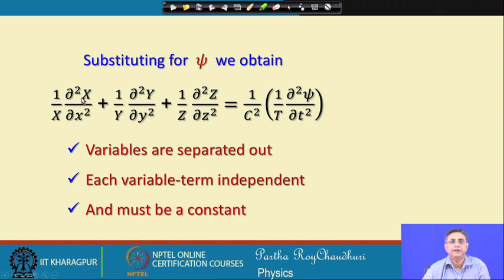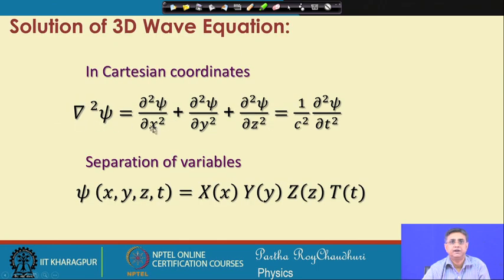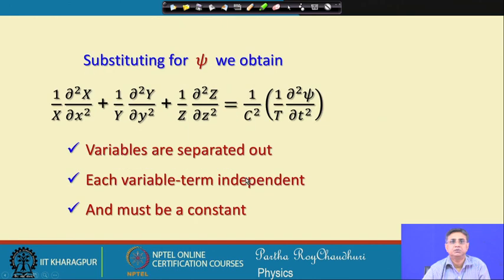And now, if you divide the equation, where you have already substituted this value, by psi, that is by X, Y and Z and T, then the equation will take this form, that is 1 by X del square X by del x square and so on. You can see that the variables are now separated out. Each variable term is now independent, not coupled with any of the others.